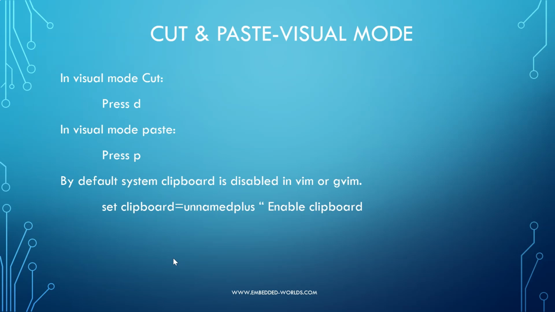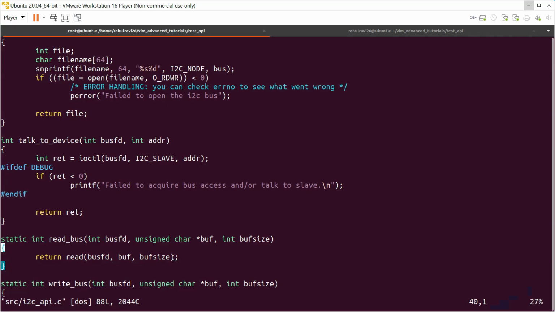Once that is done, we will see the clipboard concept, which is also similar to what we have covered till now. Now I will open the VIM editor and show you all those commands one by one. This is the VIM editor. Already one file is open in it. I will go to the start of the talk to device function and cut the whole function by selecting it in visual mode.